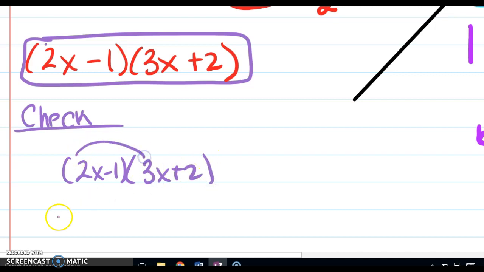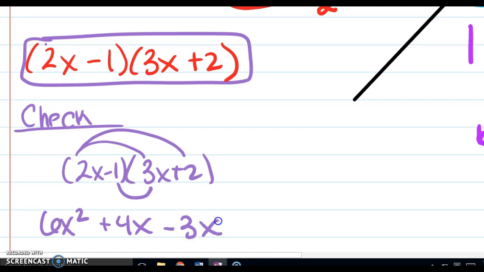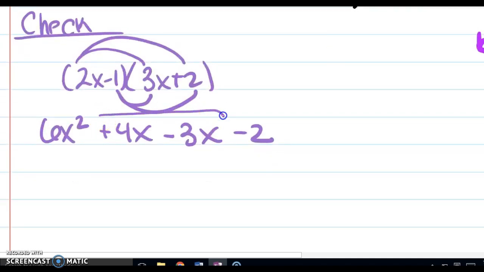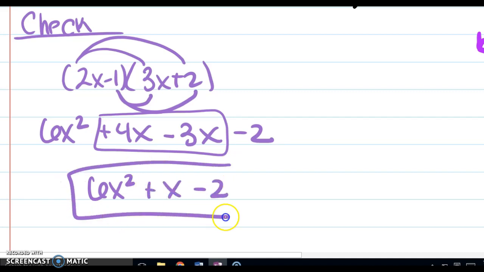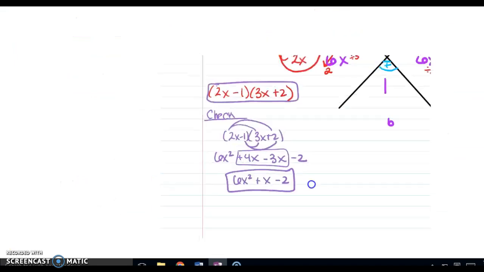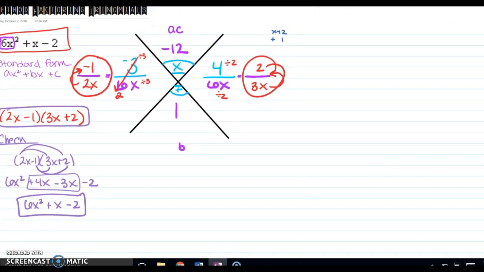First, 2x times 3x is 6x squared. Outers, 2x times 2, inner, and last. And we notice that we have like terms in here, which gives us a result of 6x squared plus x minus 2, which was the original problem, which tells me that we factored correctly.